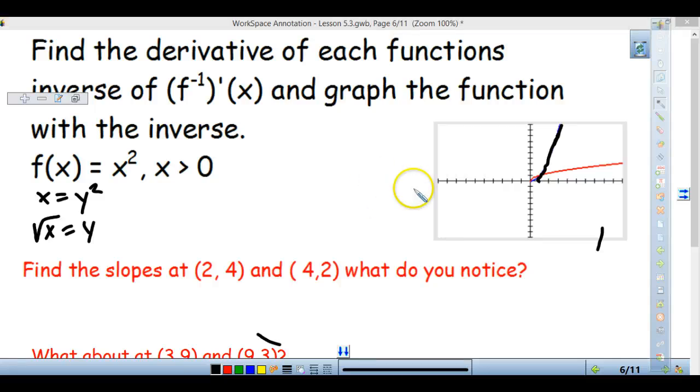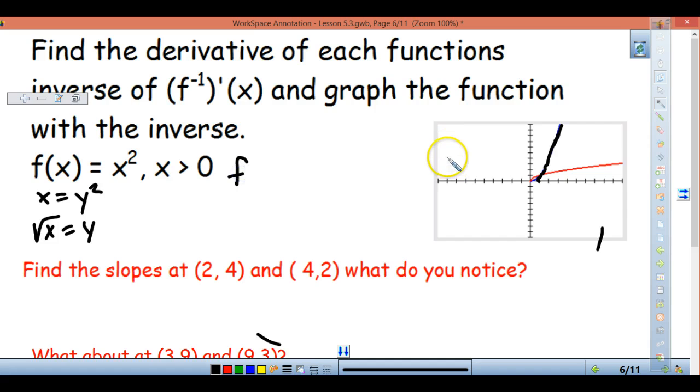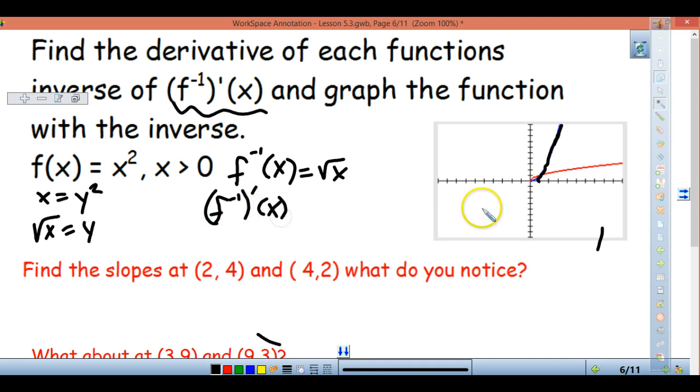All right, so let's say that f inverse is equal to the square root of x, and we're supposed to look for the derivative of that. So if I take the derivative, the notation gets a little heavy there. I'd have 1/2 x to the negative 1/2. You can leave it like that with the exponent, or you can rewrite it as 1 over 2 square root of x.